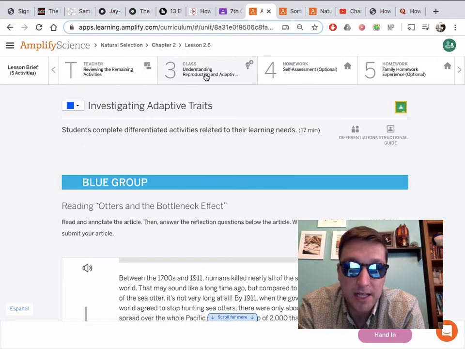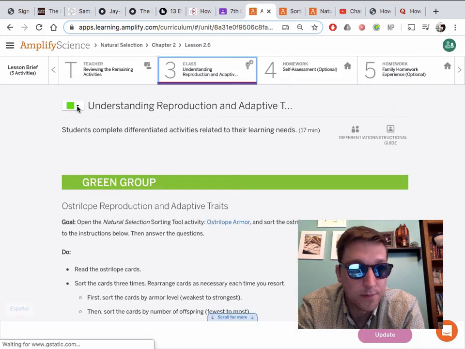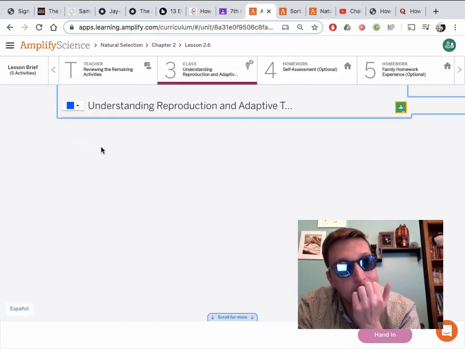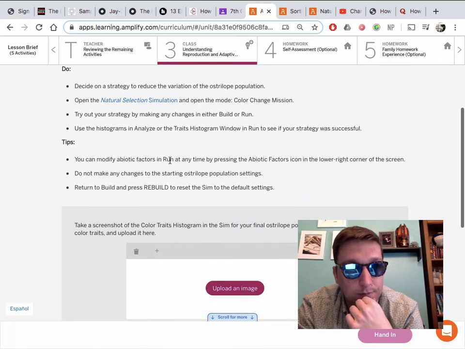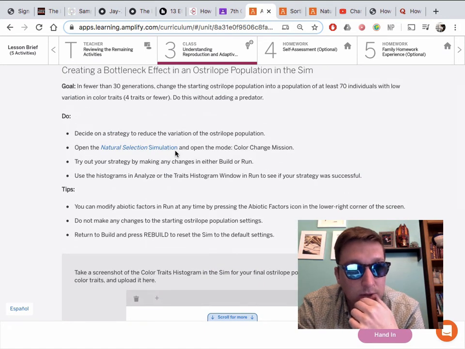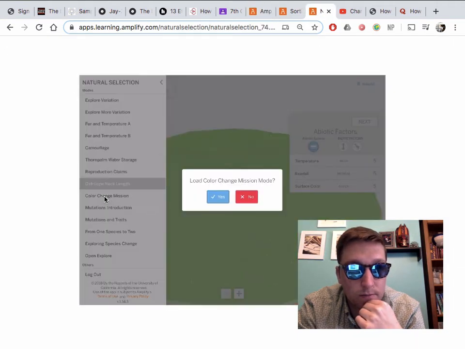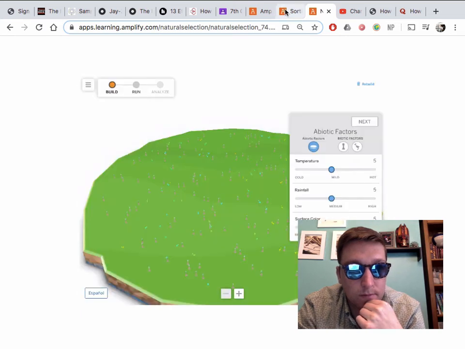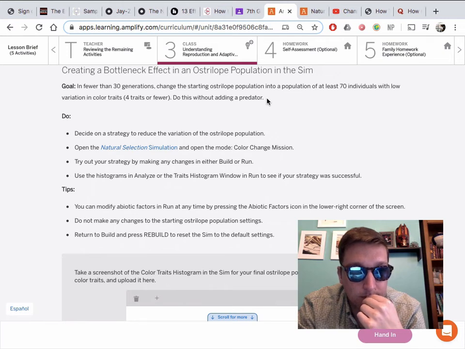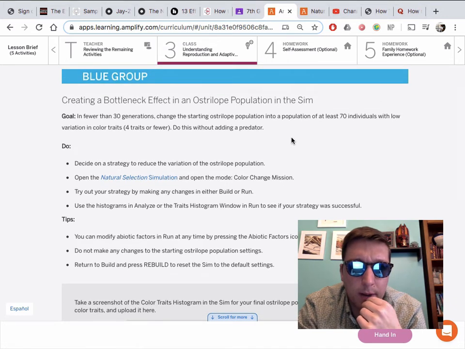And let's move forward to your last part, guys. Blue group. So you guys are going to do the color change mission. Let's take a look. So you're trying to reduce the variation of the Australope population. You're trying to bottleneck. That's cool.